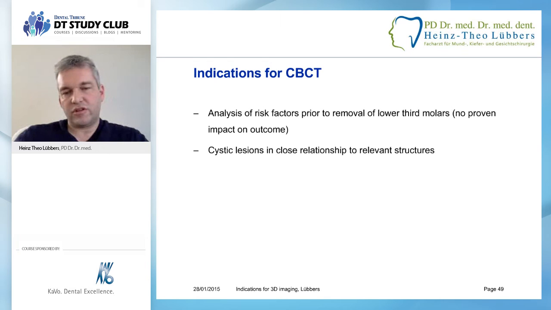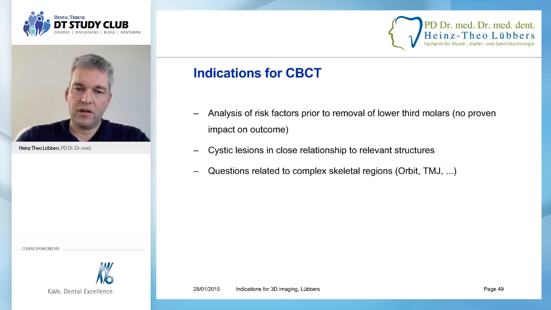Cystic lesions, if there's a close relationship to some structures like the nerve or another tooth, are always an issue, and also if the cystic lesion becomes of a certain size. Any questions related to complex skeletal regions like the orbit or the TMJ, which I showed before. If you need imaging of the TMJ, you can either choose MRI and get your soft tissue images very well, or you can use 3D imaging. Actually, all types of 2D imaging, conventional X-ray, panorex, you name it, don't give you good results for the TMJ.